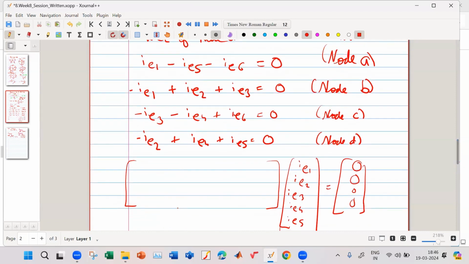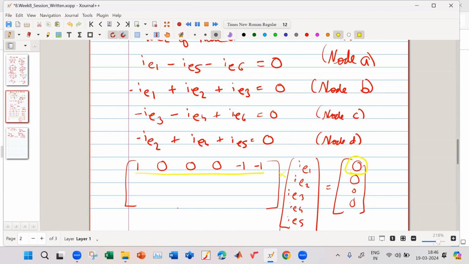So what will be the coefficient of this first row? So 1 0 0 0 minus 1 minus 1, because it is I1 minus I5 minus I6. That is equal to 0. So this entire row is multiplied by this entire column and giving you this value. This is what matrix multiplication means.